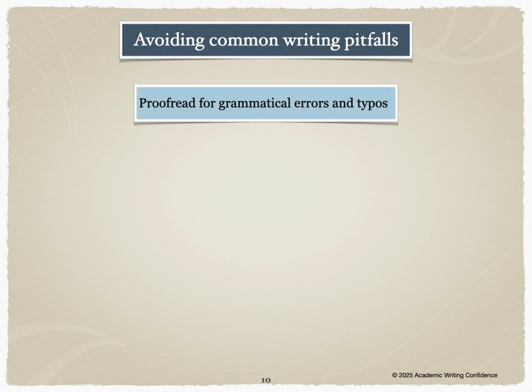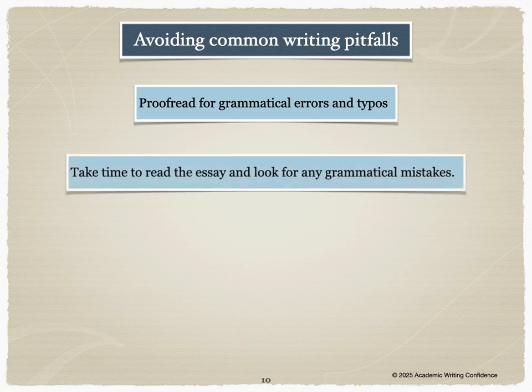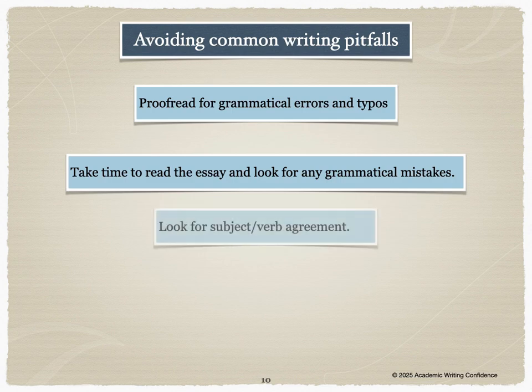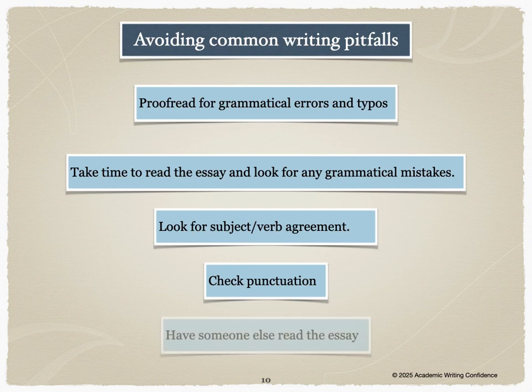When writing your essay, there are some pitfalls or problems that you want to avoid. You should always proofread for grammatical errors and typos. As you are writing, you will most likely make some mistakes. By proofreading, you should be able to find these and correct them. Take time to read the essay and look for any grammatical mistakes. Look for subject-verb agreement, for example. Check the punctuation. Have someone else read the essay. These are all good things to do after you have written your essay.